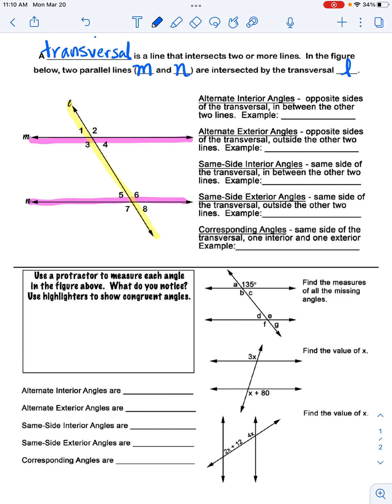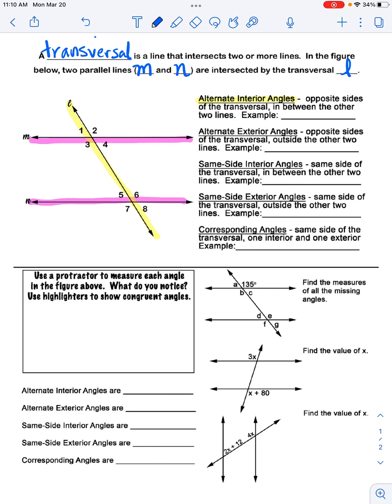And you'll notice that there are 8 angles formed by that intersection, and they are actually numbered for you 1 through 8. They all have special relationships and names based on their relationships with each other. So the first one is called alternate interior angles. It's exactly what it sounds like.